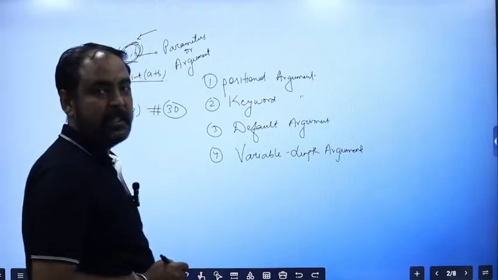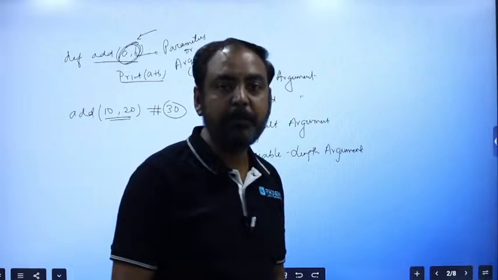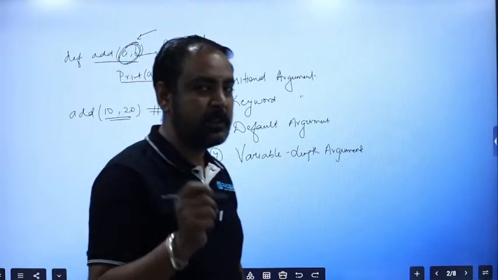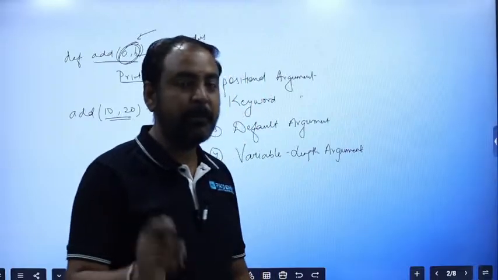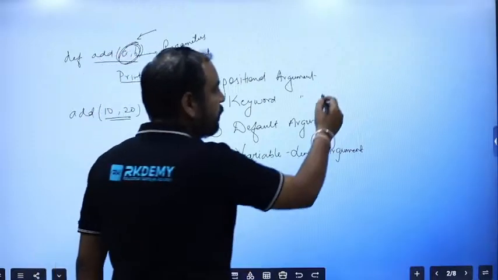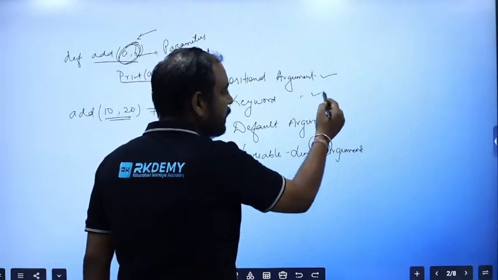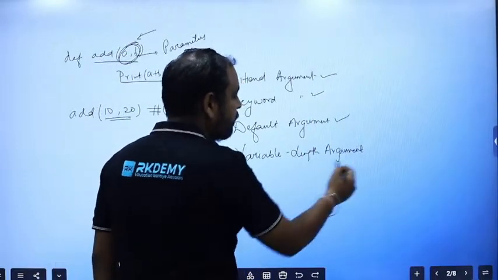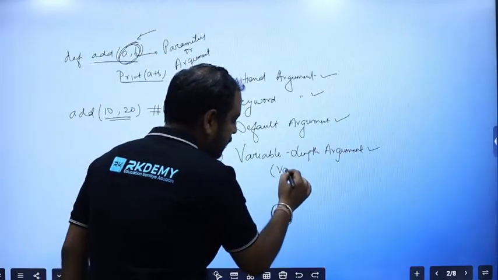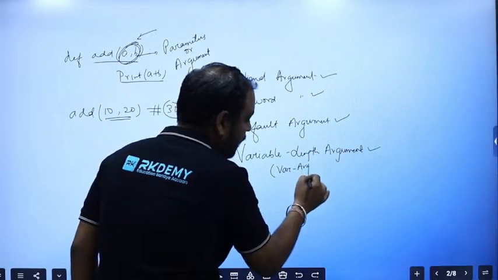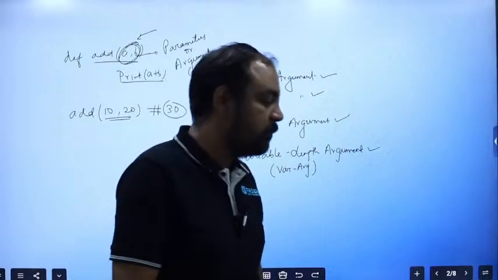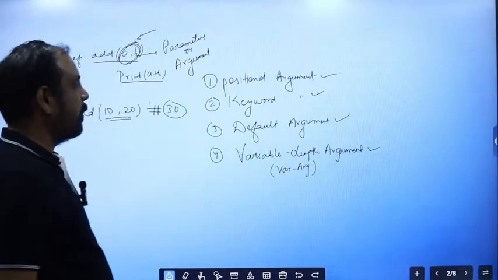If you have any doubt, you can drop me a message on the chat session. I'm going to reply if you have any doubt regarding this functions concept. So first one is positional argument, second one is keyword, third one is default, fourth one is variable length argument. We call it as varg arg. This is the short form of variable length argument. Now starting from positional argument.